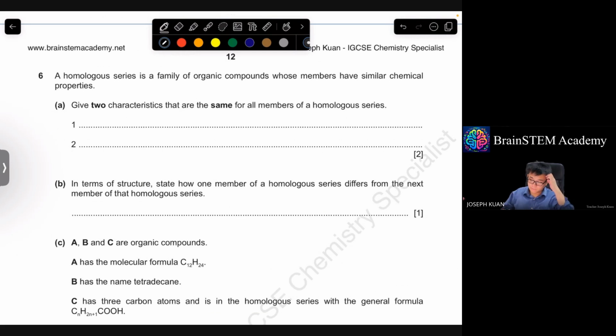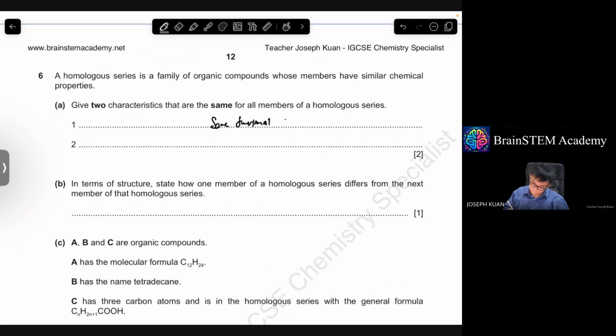Give 2 characteristics that are the same for all members of a homologous series. So for the same homologous series, they have the same functional group. They have similar chemical properties due to the same functional group, but because it's given, so you cannot write that down. You have to use others. So you can talk about each member, each consecutive member differ by CH2, or you can say differ by relative mass of 14. Okay, you can talk about they have the same general formula.